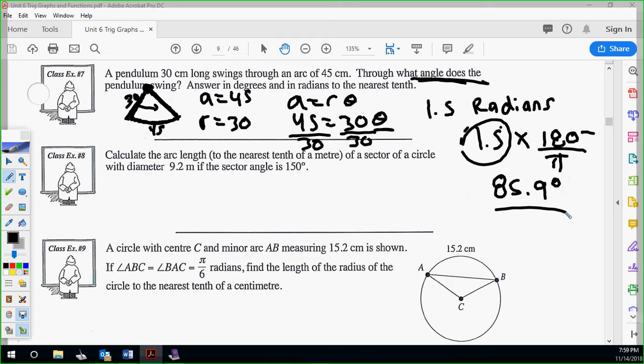Essentially what it's saying is, that's the angle at which it's swinging back and forth. So it's covering 85.9 degrees of a swing, back and forth.